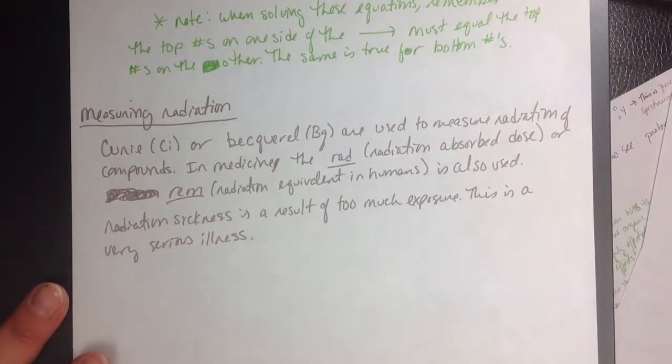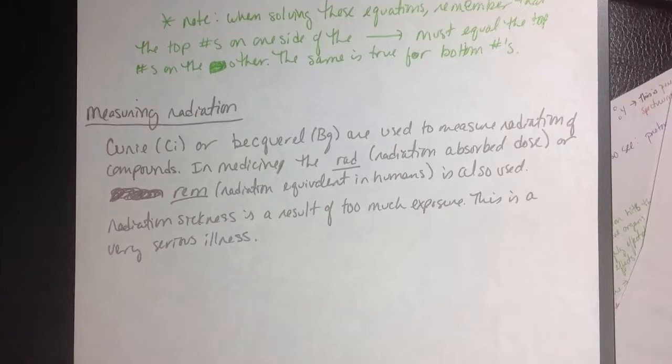Just as a side note, you can measure radiation in a number of ways. We can use the Curie or the Becquerel. In medicine, we obviously use the RAD, or radiation absorbed dose, quite often, or even the REM, because this is the radiation equivalent in humans, and that has some factors in there regarding what type of radiation it is and how damaging it is. Radiation sickness is something that's very serious and is hard to treat too. So definitely be careful with your radiation exposure. Thank you very much.